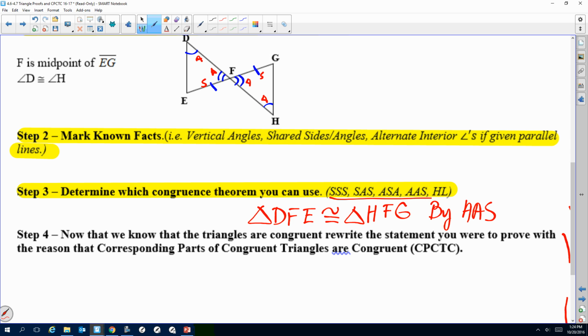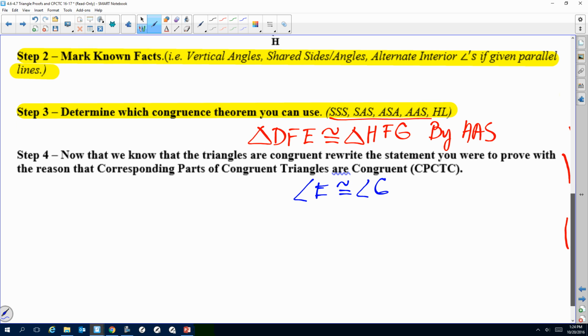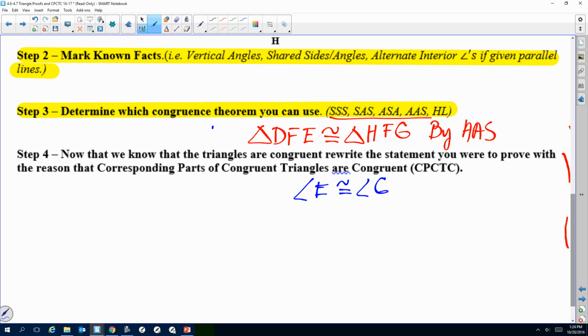Our last statement is angle E is congruent to angle G. Since we did this first, now I can do this. And once I have stated the triangles are congruent, all I have to do is say the parts are congruent using CPCTC. So angle E is congruent to angle G by CPCTC. Should have put the word by.